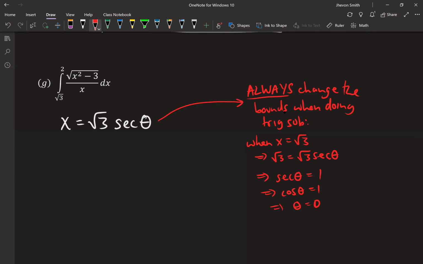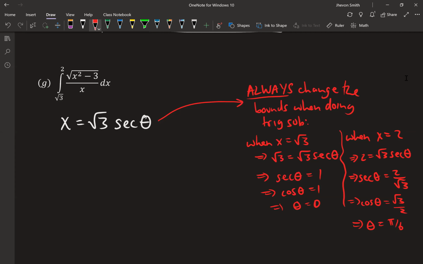Then, let's move this chat box out of the way. Then, when x equals 2, this means that 2 is equal to radical 3 secant theta. This means that secant theta is 2 over radical 3. This, of course, means that cosine of theta is radical 3 over 2. And this, of course, means that your theta is pi over 6. Of course, you should remember how to find angles. Just remember everything you've ever learned in pre-calc and algebra. That's basically the idea.